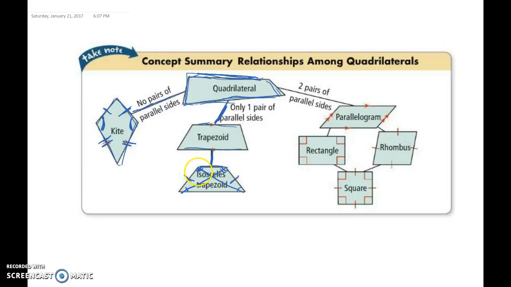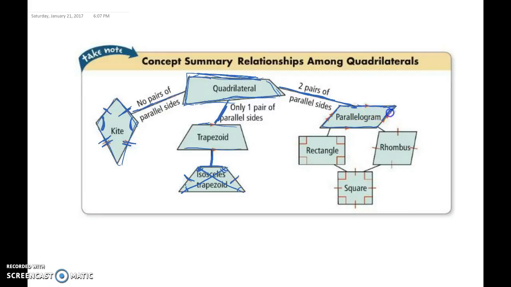And we know that the consecutive non-base angles are supplementary. And then if both sides are parallel, then that means it's a parallelogram. And within the parallelogram, we learn three different special parallelograms. All right. So these are all quadrilaterals.